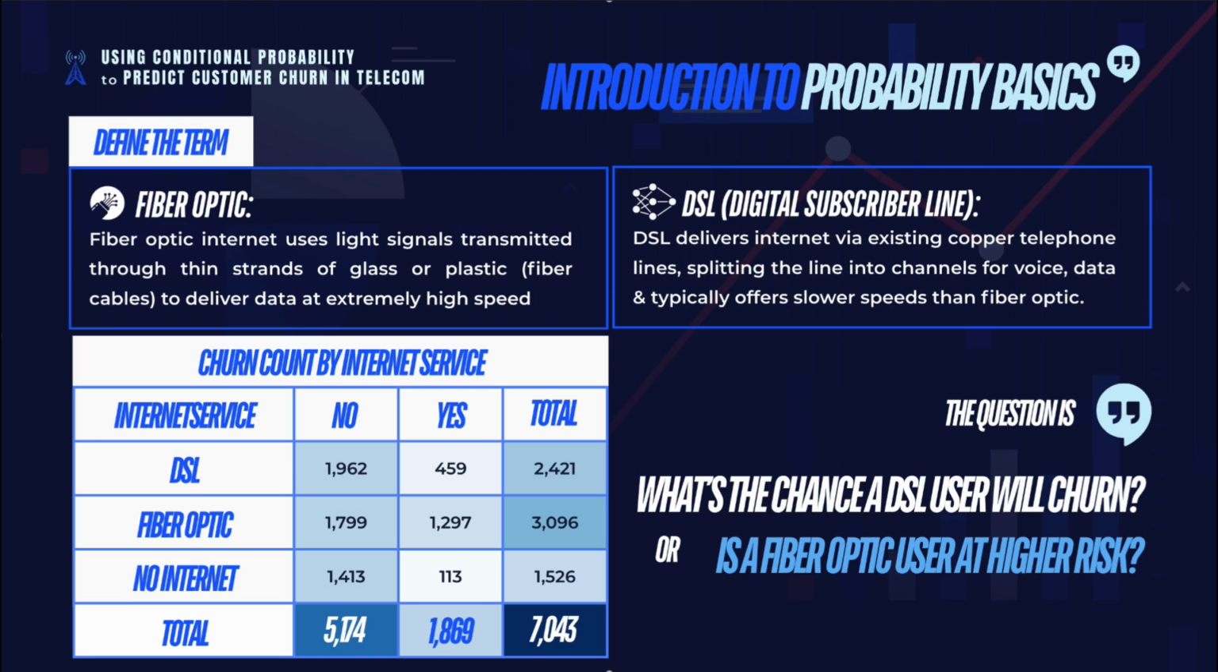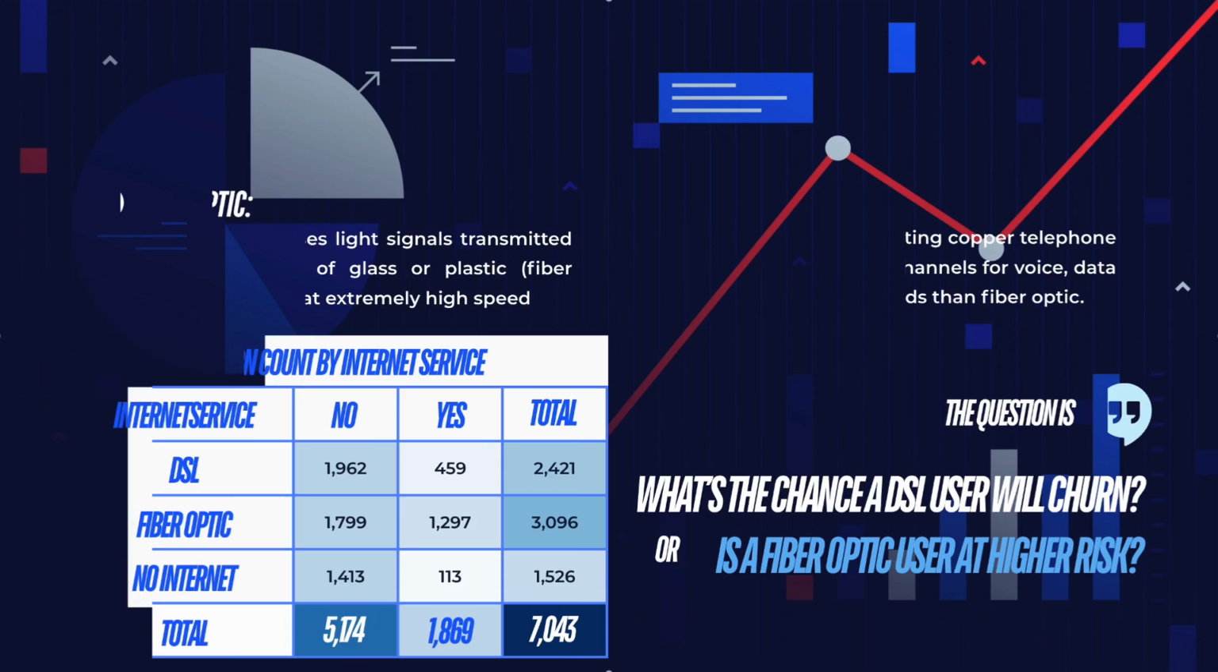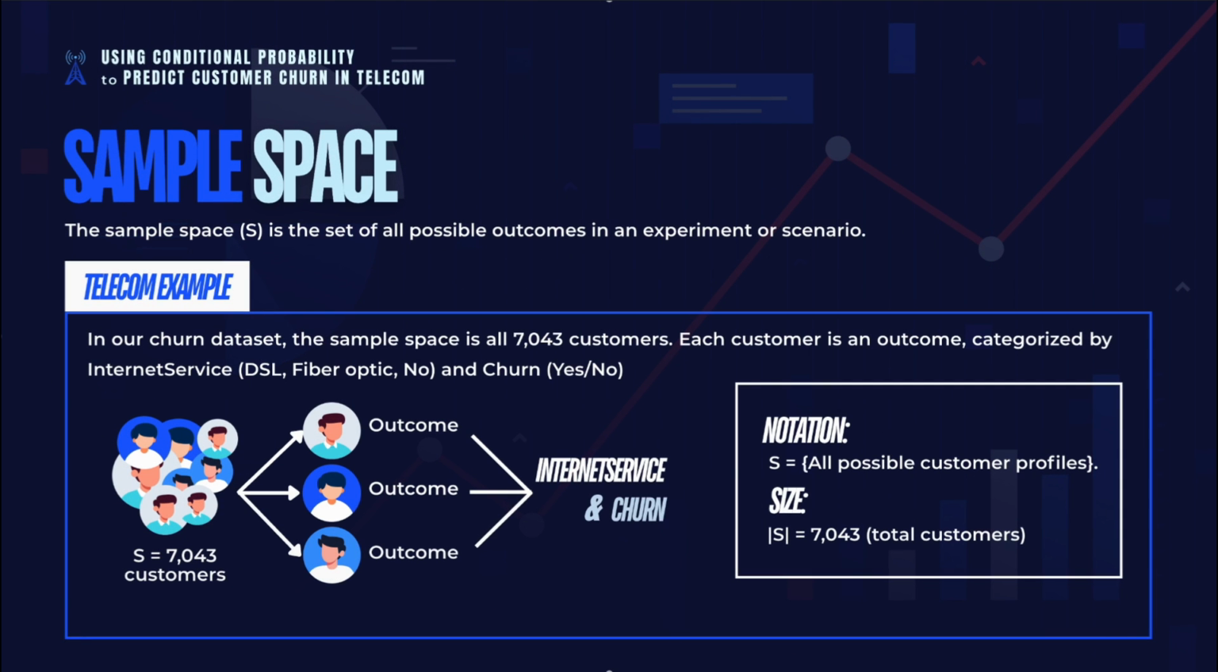So the question from the table is: what is the chance that a DSL user will churn, or is a fiber optic user at higher risk? And in order to answer that, we need to know what a sample space is. The sample space is the set of all possible outcomes in an experiment or scenario. So in the churn dataset, the sample space is all customers, which is 7,043 customers. And each customer is an outcome, categorized by the internet service, for example DSL, fiber optic, or no, and then the churn, which is yes or no.